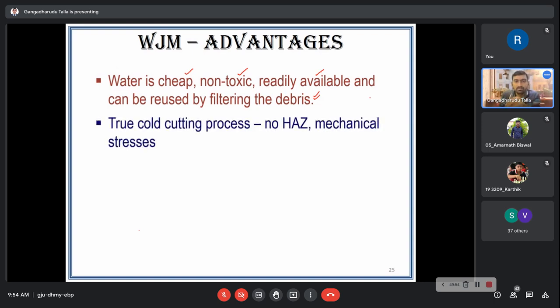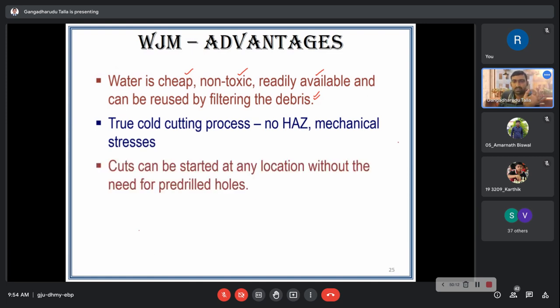Now, a true cold cutting process. Here no heat is generated, so there is no heat affected zone and no mechanical stresses induced in the workpiece material. Cuts can be started at any location without the need of pre-drilled holes. You can keep the water jet at a particular location, so one hole will be drilled, then you can move the jet.